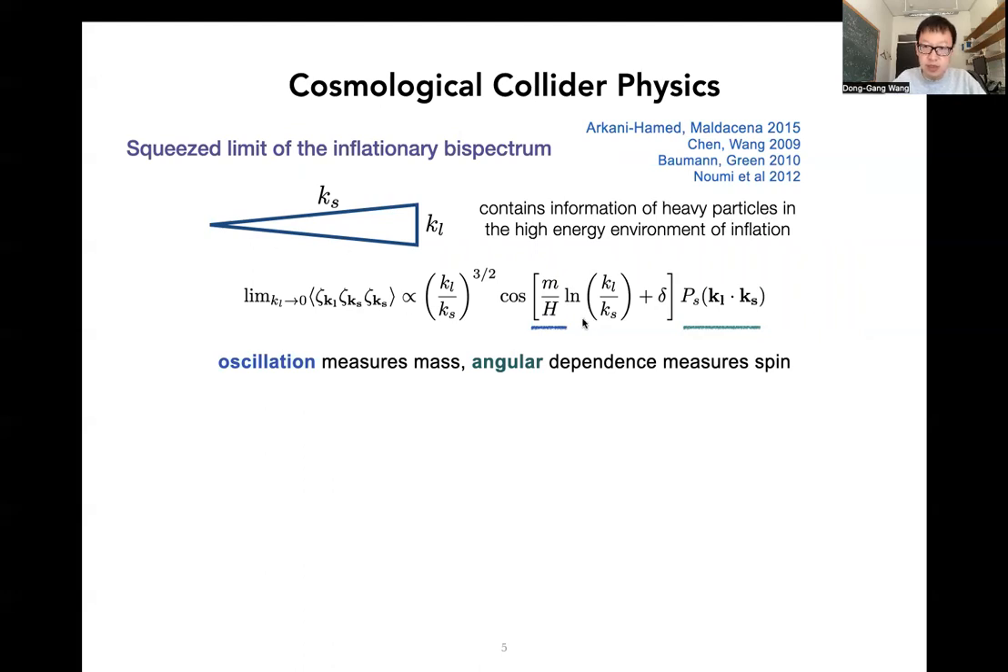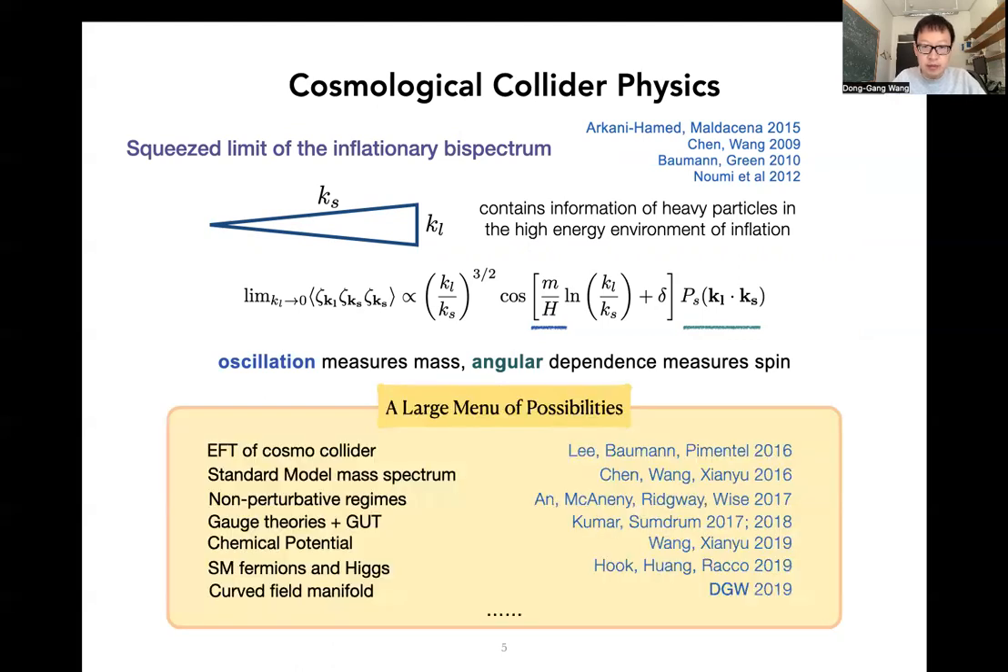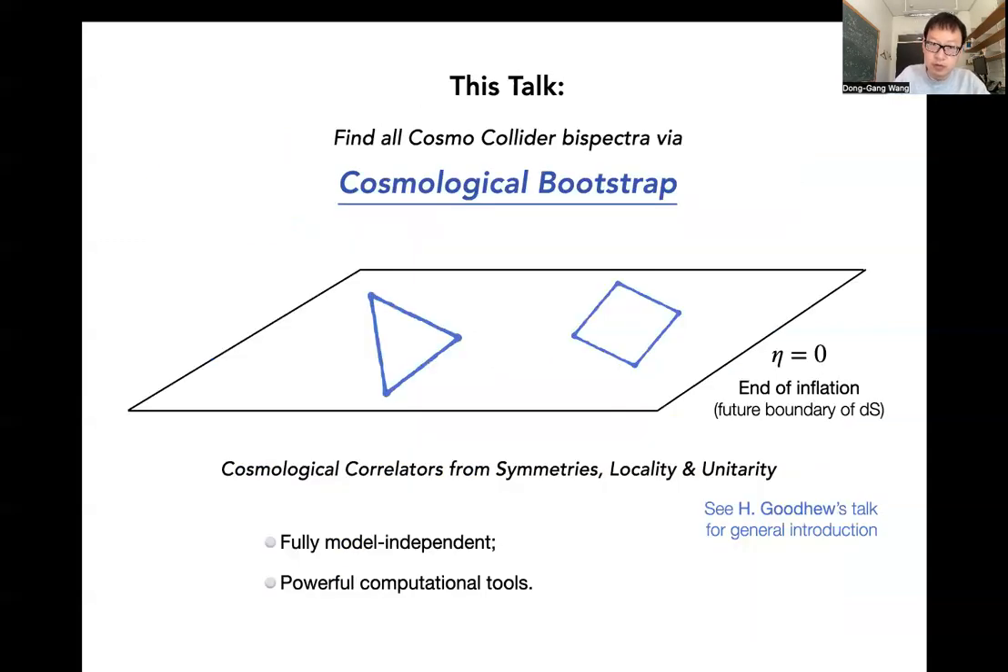This is a general expression for the squeezed limit. Here we can see that there will be some oscillatory signal. The frequency of the oscillation tells us about the mass of this extra particle, while the angular dependence tells us about the spin of this exchanged new state. There are many possibilities in the literature about cosmological colliders. In this talk, I will use the cosmological bootstrap method to find all the possible cosmological collider bispectra.